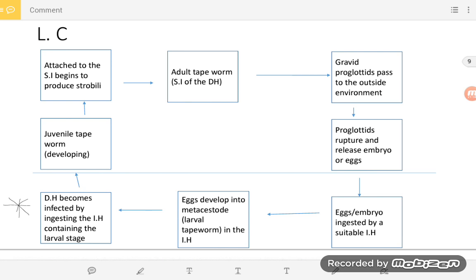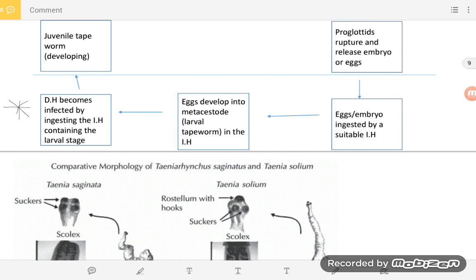So in the environment, these proglottids rupture, and the proglottids contain a large number of eggs, and they release these eggs or sometimes embryos, which are ingested by the intermediate host. Then it develops into the larval stage inside the intermediate host. Then this infected intermediate host part is ingested by the definitive host, and it continues the life cycle. This is the common life cycle.